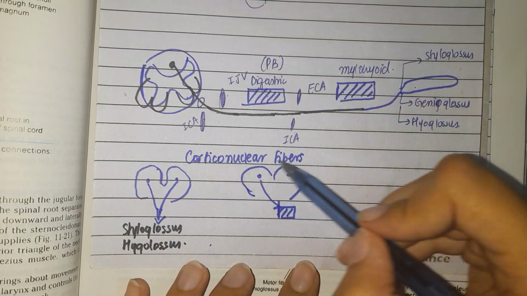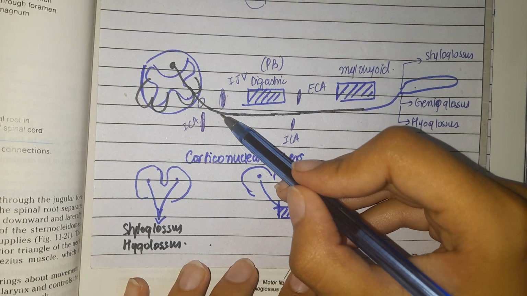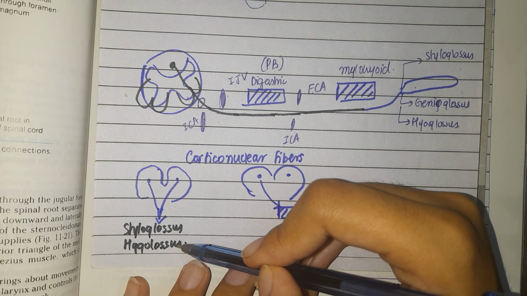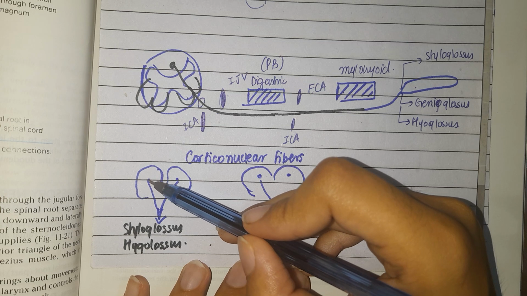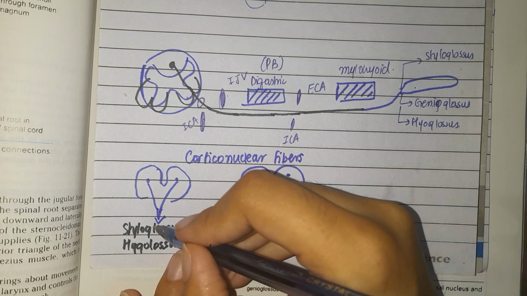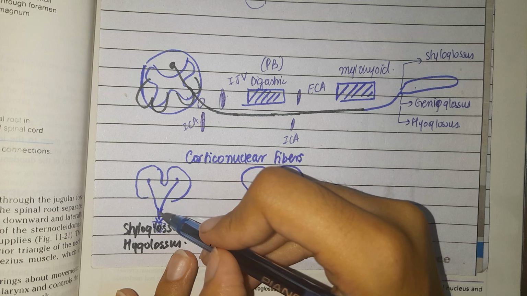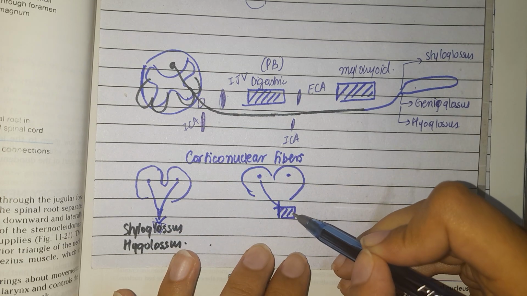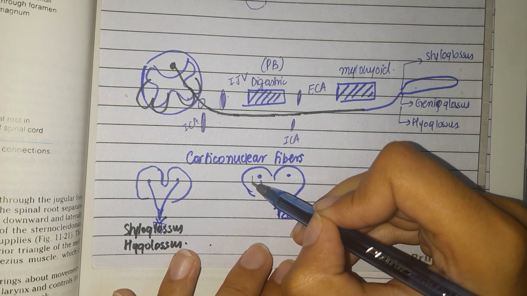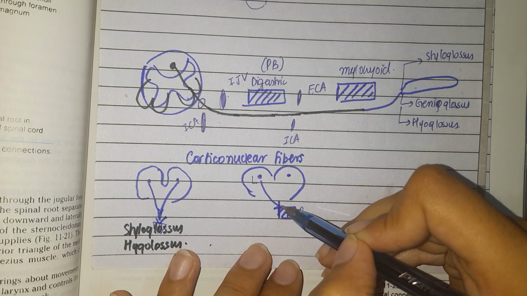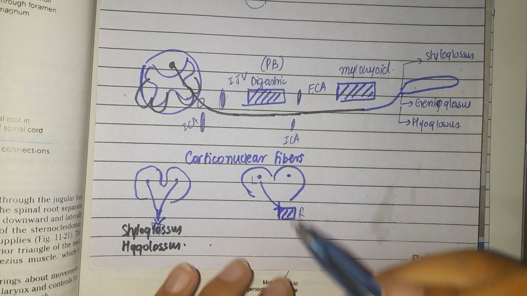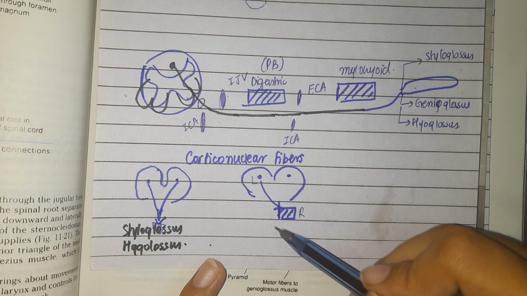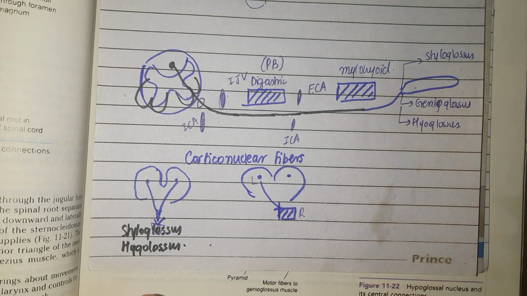Now they are saying that there are corticonuclear fibers of the hypoglossal nerve. If we have the styloglossus and the hyoglossus muscles, in this situation, for example, if the muscle is like this, it will have fibers from both the cortexes. But if we have the case of the genioglossus muscle, if the muscle is on the right side, it will have the fibers coming from the left side of the cerebral cortex and not from both sides. So this is the difference between the styloglossus, hyoglossus and the genioglossus muscle and their innervation.